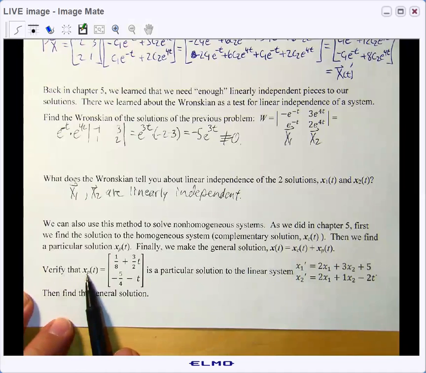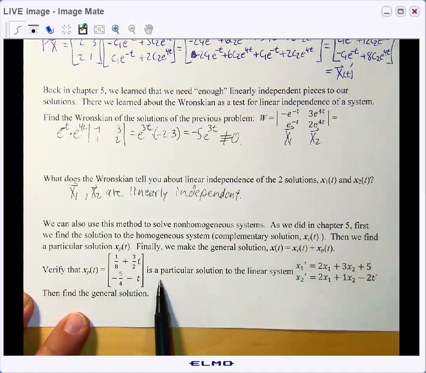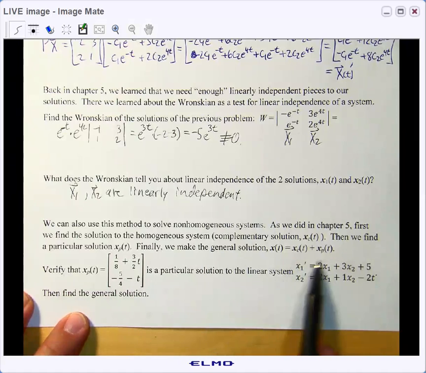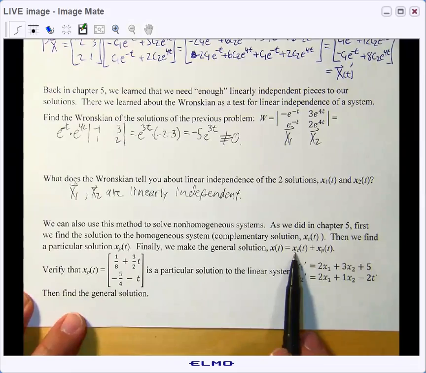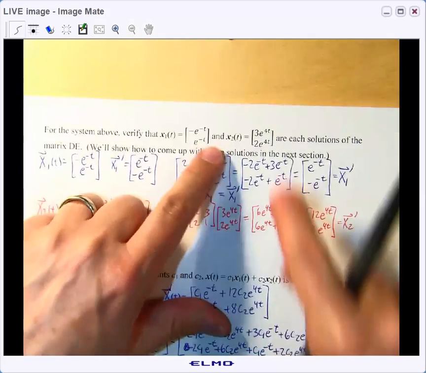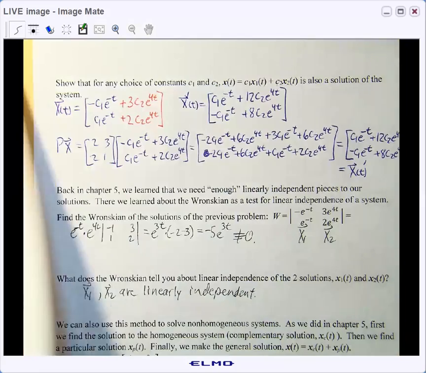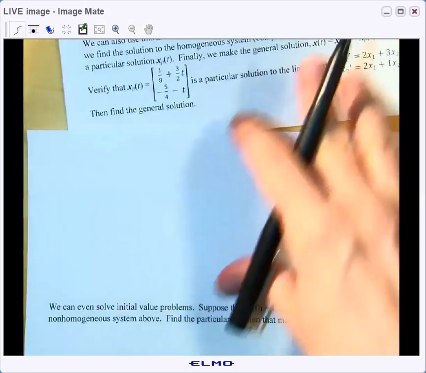Let's verify that x sub p vector, being 1/8 plus 3/2 t and -5/4 minus t, is a particular solution to this differential equation system, where you notice that this is the exact same, but now we've introduced some non-homogeneous parts. And then once we've got this, we'll combine it with our complementary solution, which we've just found, to make the general solution.